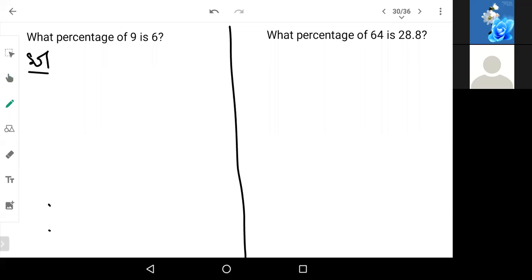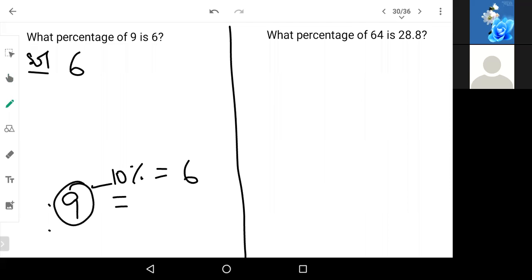first take the part number which you have to define. So 6 is the part number. Now they're asking, 9 is the main number. So what percentage will form 6? It may be 10%, 15%, 3%, 5%. So let's say, for example, 5% of 9 is 6. So we have to find out this percentage here.